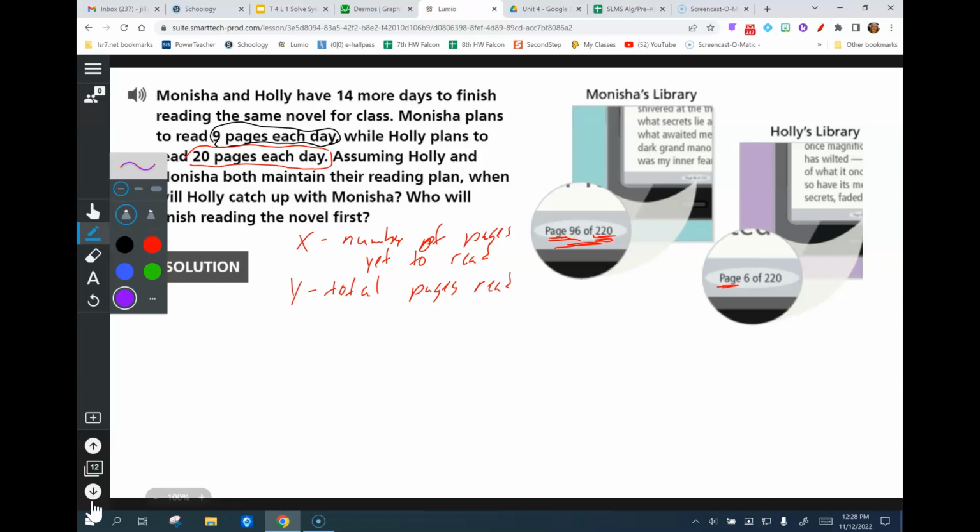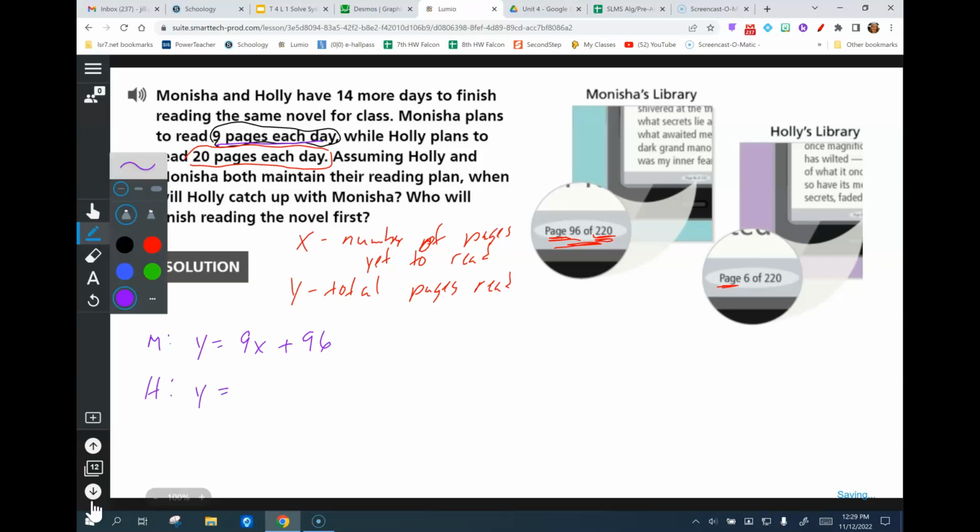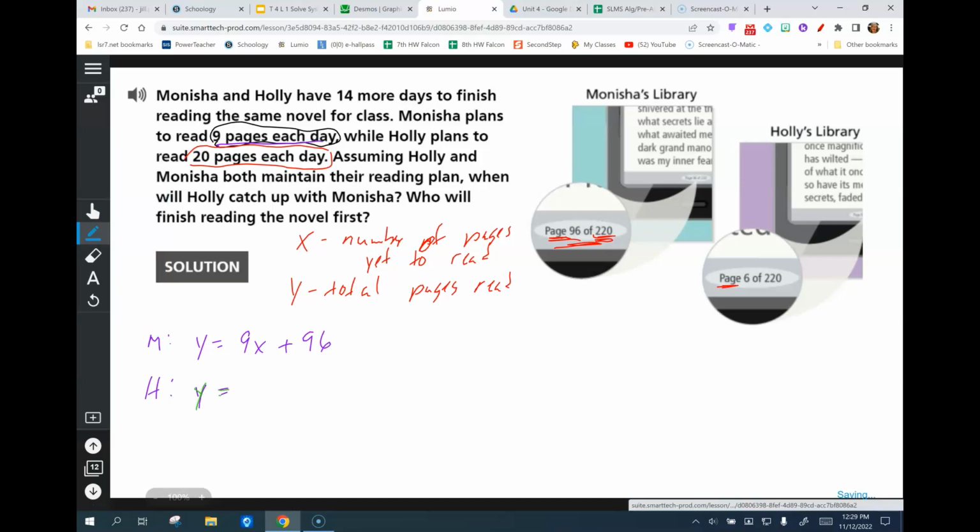So let's look at our equations. So Monisha has Y is equal to, well, she's going to read 9 pages per day, and she's already at 96. Okay, whereas Holly, let's do that in a different color. Holly has how many pages? She's going to read 20 pages per day because she's behind, but she's only starting at page 6.